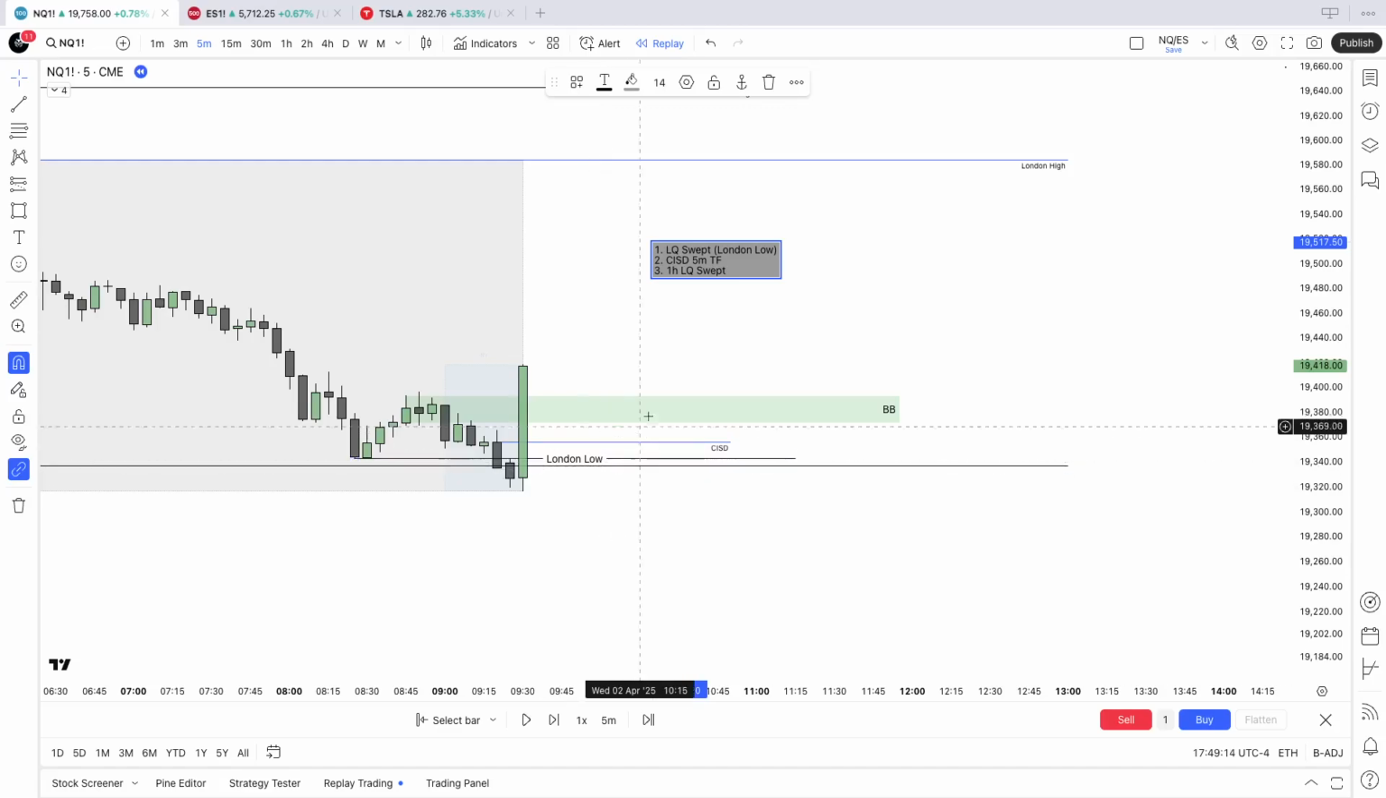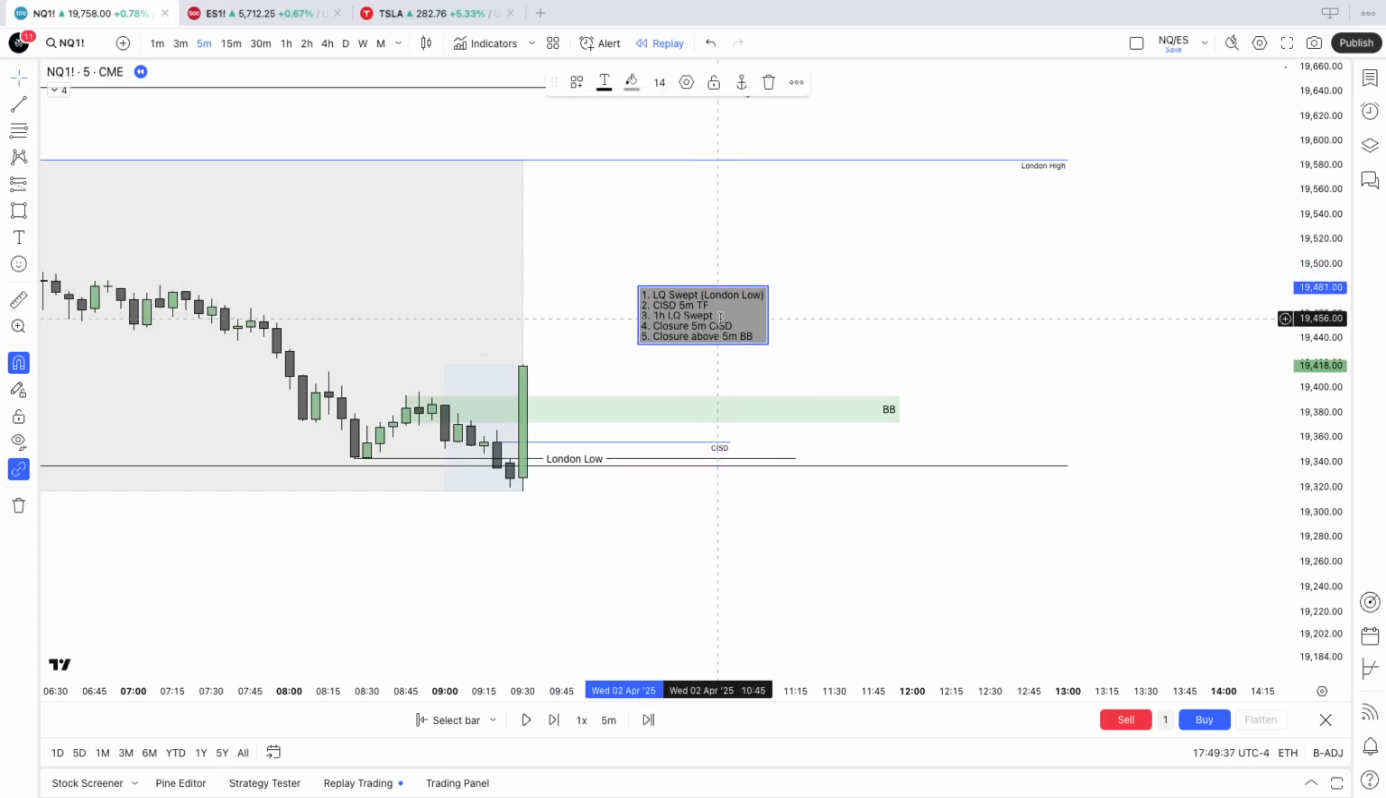Then what else did we see? We saw that change in state of delivery form on the 5-minute time frame. And so we saw a 5-minute change in state of delivery form, and then we saw a closure of that 5-minute change in state of delivery. Now, what is another thing that I saw? Well, I saw a breaker block form with a closure above a 5-minute breaker block.